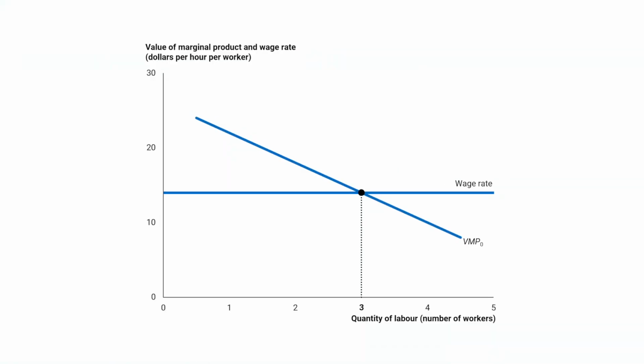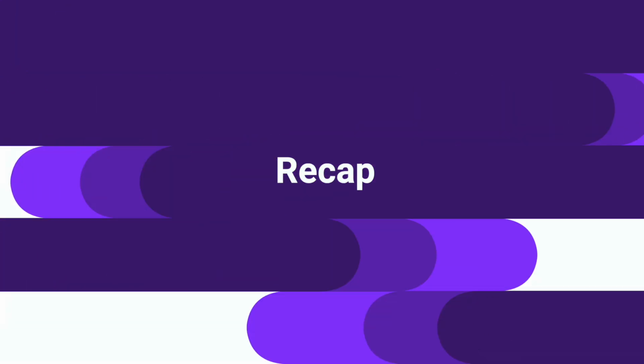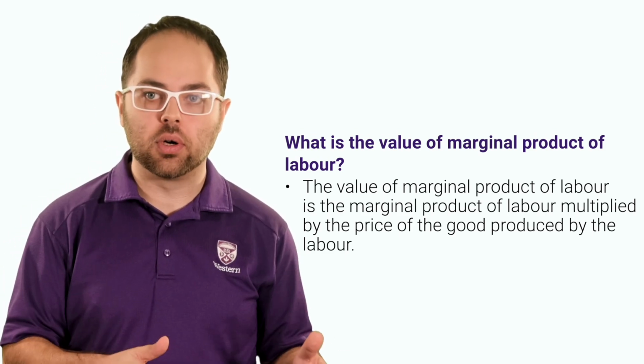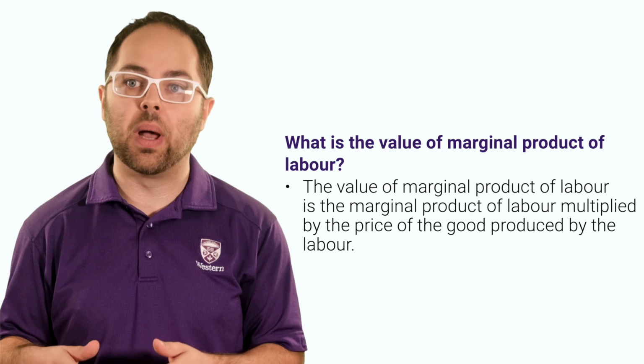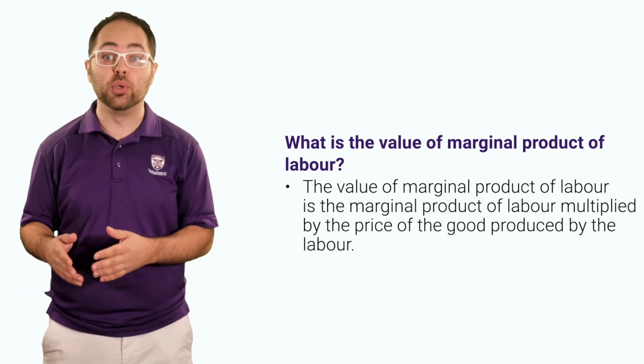We get the same result looking at the graph. The VMP curve shifts rightward from VMP 0 to VMP 1, and the number of workers hired increases from 3 workers to 4.5 workers. In this video, we learned how a firm maximizes profit when it hires workers in a competitive labor market. We learned that the value of marginal product of labor is the marginal product of labor, or the increase in the total product from hiring an additional unit of labor, multiplied by the market price of the good produced by the labor.